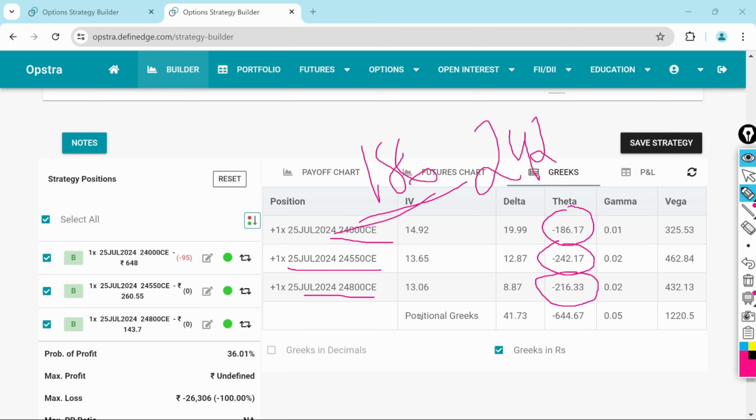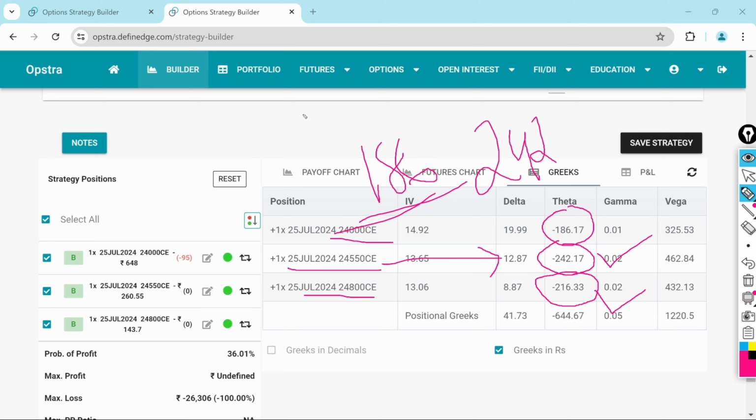What we can understand from this example is that at the money options have more theta decay. Over here you can see at the money has 242 rupees and OTM has 216, whereas the in the money call option has 186. That means the in the money call option has the least theta value, whereas at the money options have more theta value. Due to the theta decay, the at the money options lose value more compared to other options.